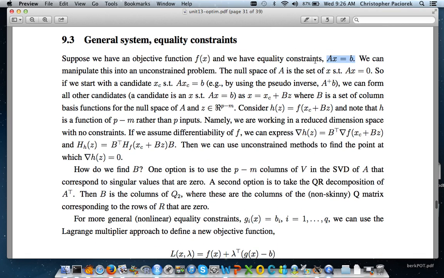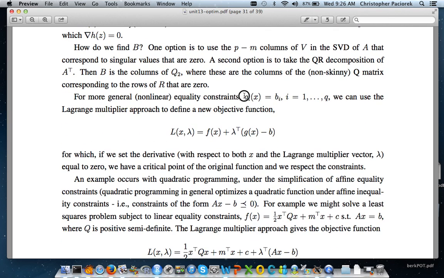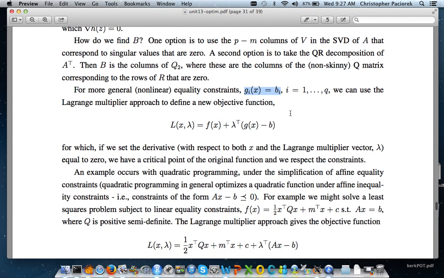Okay, so that was if we had equality constraints, and what that allowed us to do was basically do this reparameterization and monkey around with this null space of A. More generally, we might have functions that are not linear. So we might have some g_i of x equals b, and those might be the constraints that we're working with. And so if that's the case, then we start getting into dealing with Lagrange multipliers.